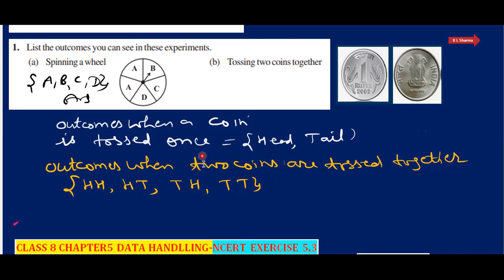2 बार और 2 coins are tossed simultaneously. 2 coins को एक साथ आप टॉस करें या एक कॉइन को 2 बार टॉस करें, that is one and the same thing. So that is the answer of the second part of it. Yes, these are possible outcomes.